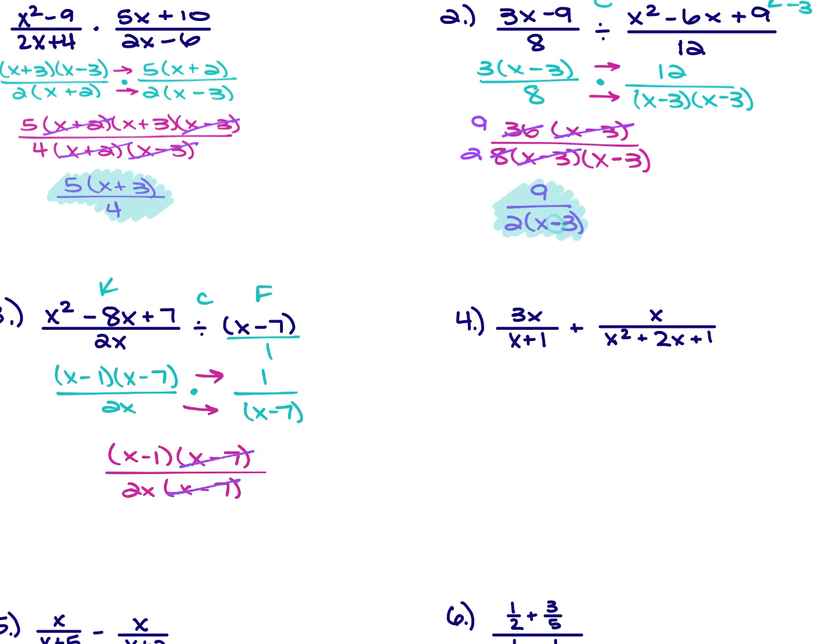You have an x minus 7 on the top and the bottom. So it's just x minus 1 over 2x.